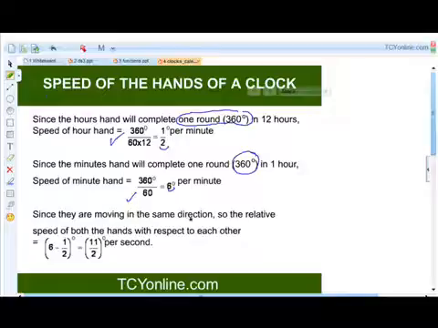Since they are moving in the same direction, the relative speed of both the hands with respect to each other will be simply equal to 6 degrees minus half degrees. That gives us 11 by 2 degrees per minute.